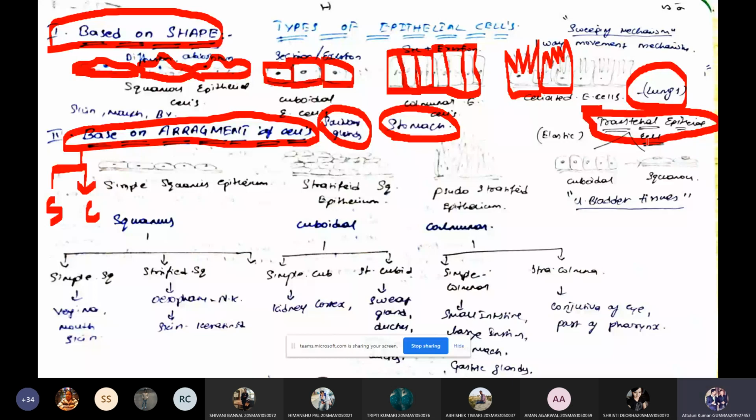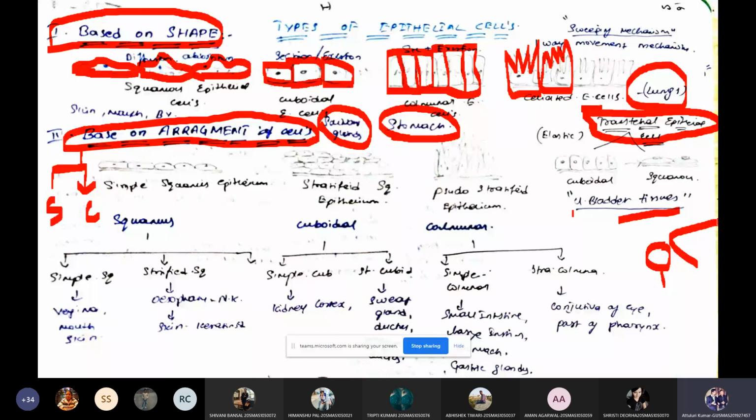For example, your urinary bladder. Your bladder has this property. So for example, this is an empty bladder. Now, if the bladder becomes full, the shape of the bladder will become like this.